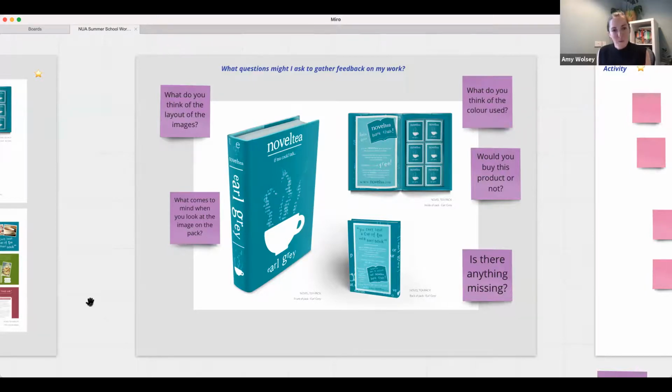Would you buy this product or not? That's a really good question to get a feel for whether someone is engaged in it, whether they like it enough to invest time and money on it. Would you buy this product or not is a really great question for that. And then is there anything missing?